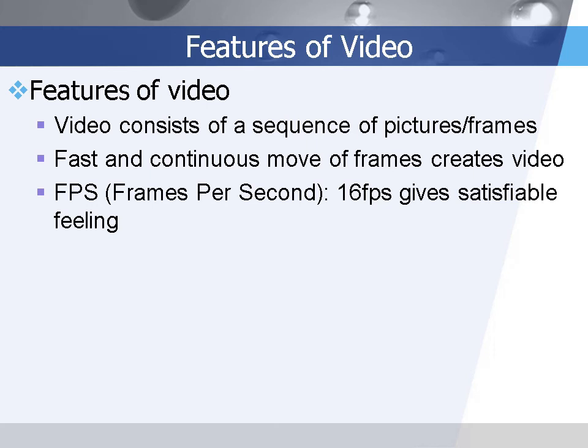FPS is an important feature for describing the quality of the video. FPS means frames per second. It means how many pictures you have in 1 second. 16 FPS gives a satisfactory feeling. So if you have a video, you must have at least 16 frames per second. If the frame rate is less than 16, you can feel the video is not smooth.